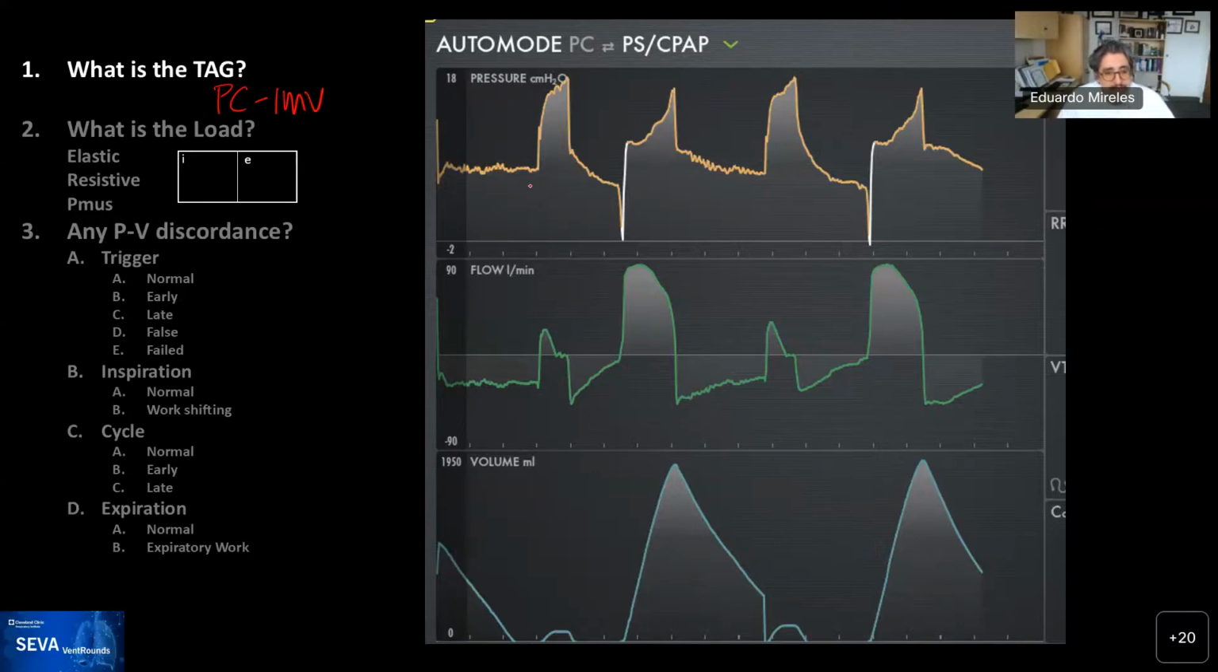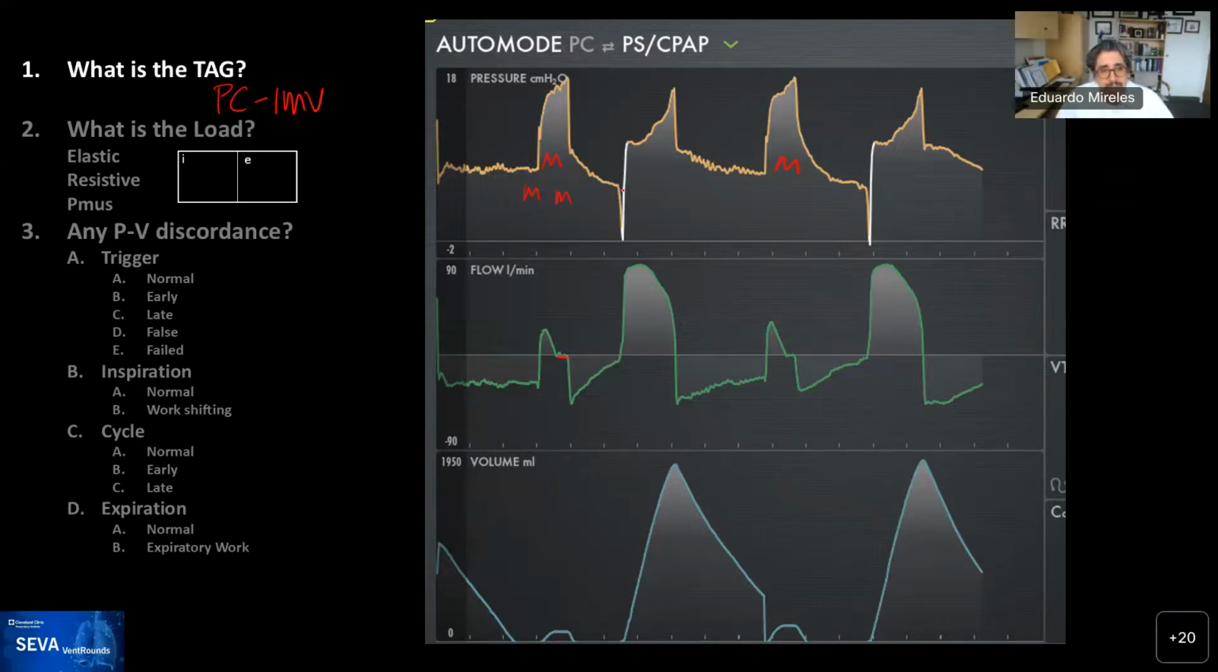This breath is machine triggered, and it's actually machine cycled. You know that because the flow went to 0 at the end of the breath, which means this has to be machine cycled, meaning by time. And this breath is the same. So there are 2 mandatory breaths here.